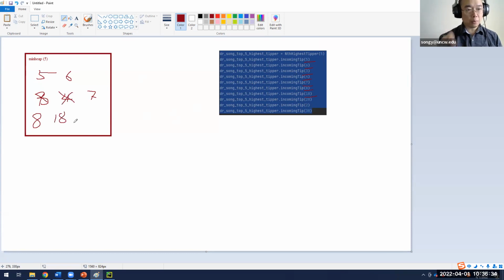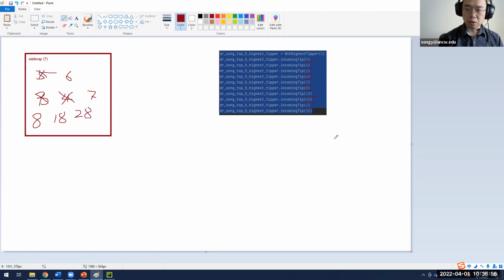Anyhow, every time I have a new value coming into a min heap, I want to kill the smallest one, and then I want to add the new incoming one, and then I have to fix the min heap again to make it a min heap. So 28. I'm going to kill the lowest one, which is 5, and then I add 28.